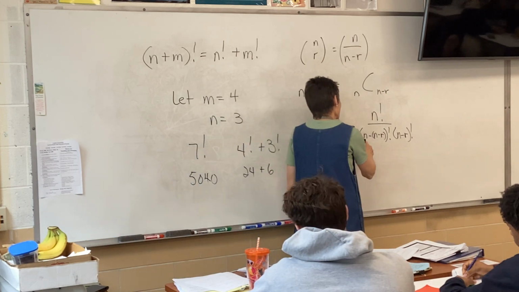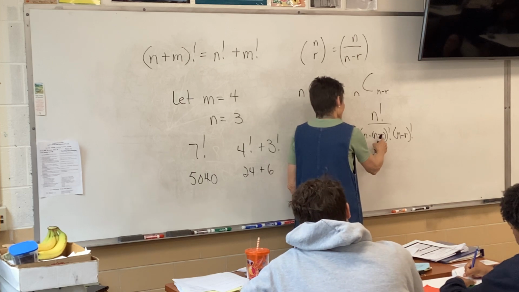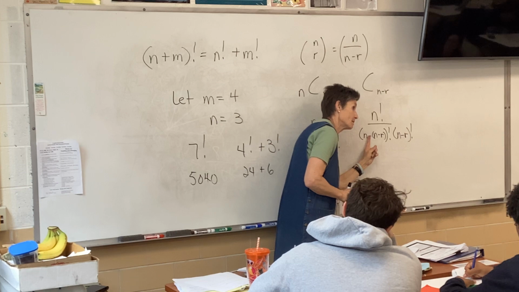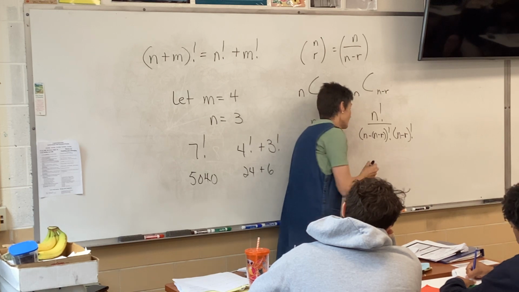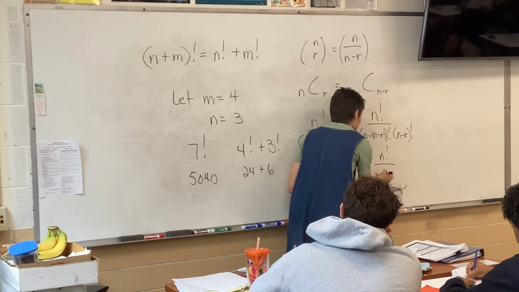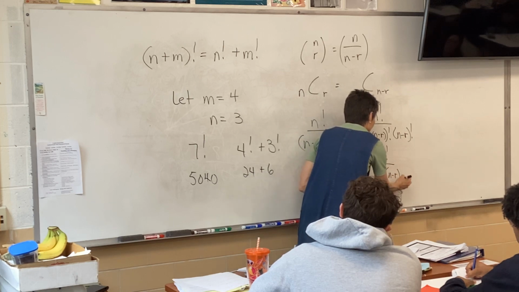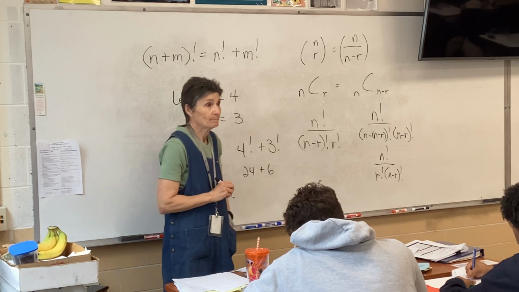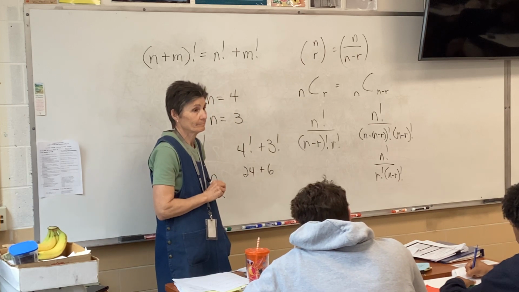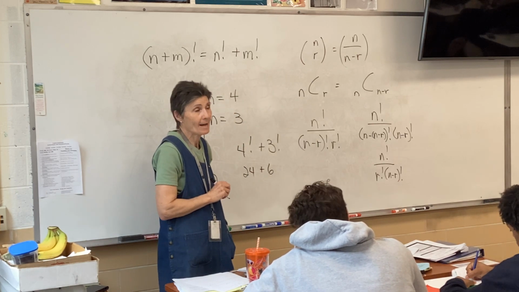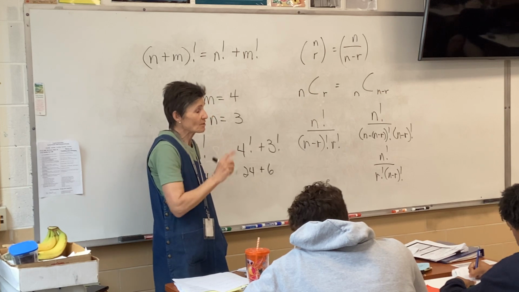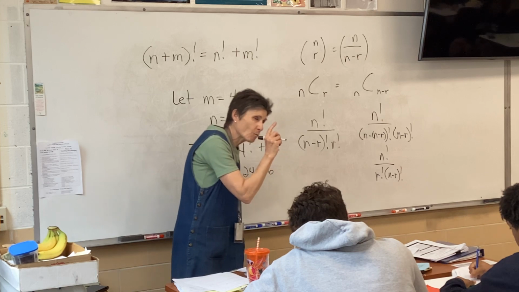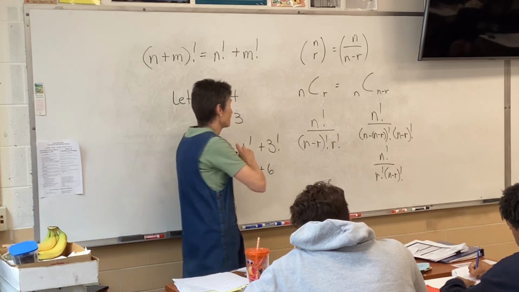What is n minus r? What is in that parentheses? That's r, isn't it? So that's just r factorial. Are they the same? Yeah. Now, what's going on here? Some of you may have already kind of figured this out.